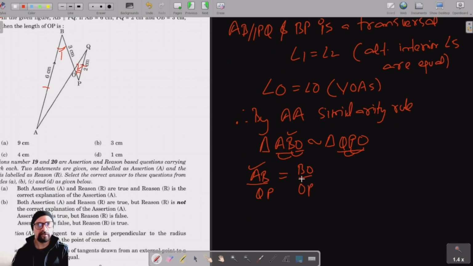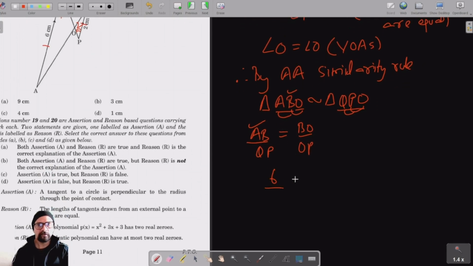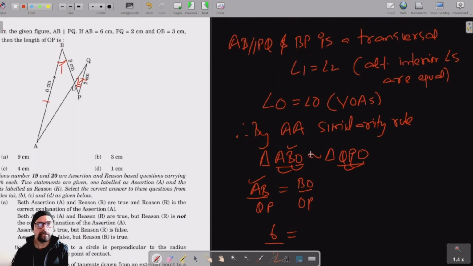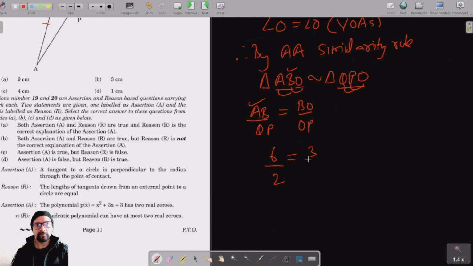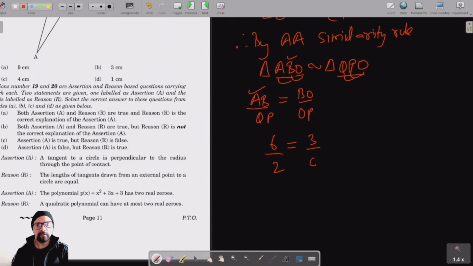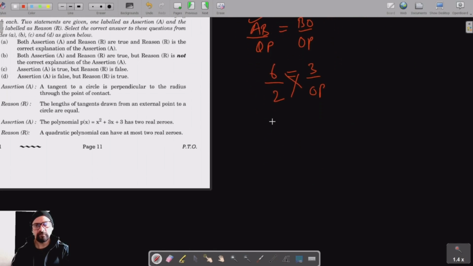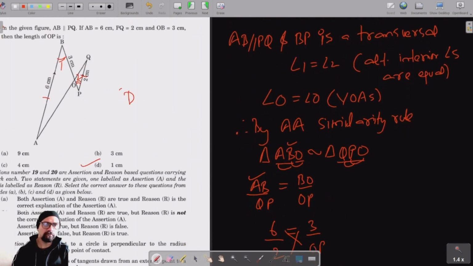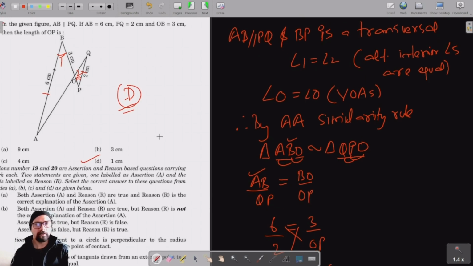Let's put in the respective values. AB is 6, QP is 2, and BO is 3. We have to find OP. So cross multiplying gives us 6 into OP is equal to 6. So OP is equal to 1 centimeter. So for this, it's option D. D is the correct answer.